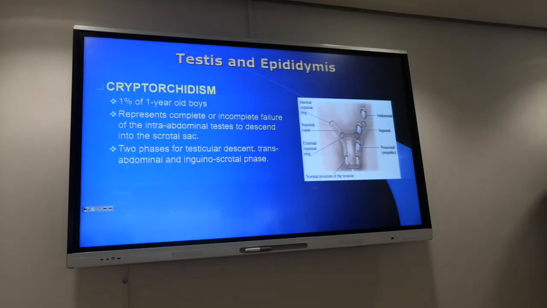Okay, so let's talk about cryptorchidism. Percentage-wise, about 1% of 1-year-olds have not descended their testes by the end of the first year of birth, and that's what we call complete or incomplete failure. What is meant by complete or incomplete failure? As I mentioned, the testes go through two stages: the transabdominal stage and the transinguinal stage, to reach the scrotum. If it does not move at all, that's complete failure. It is still somewhere in the abdominal cavity.